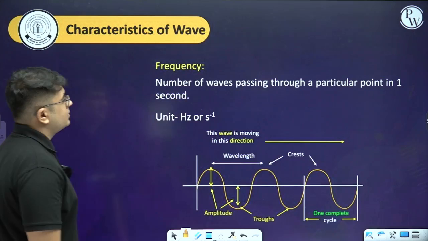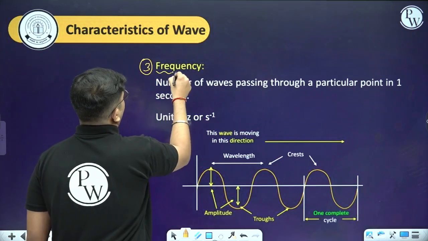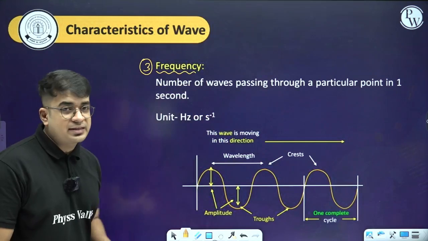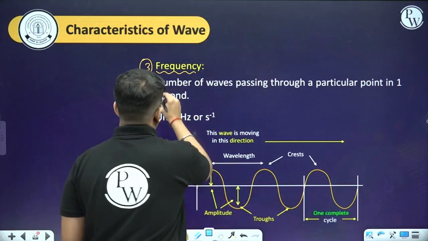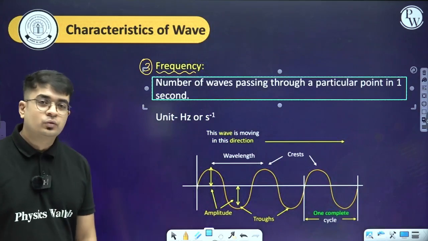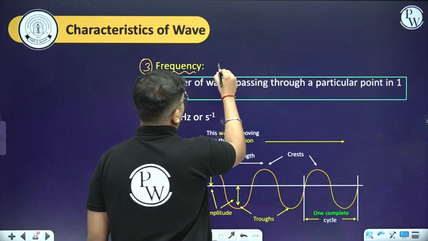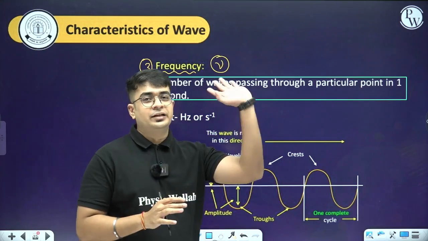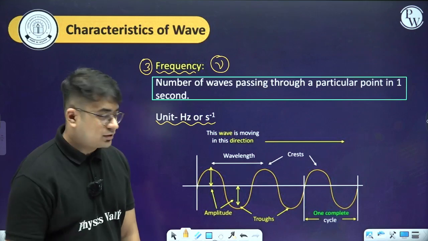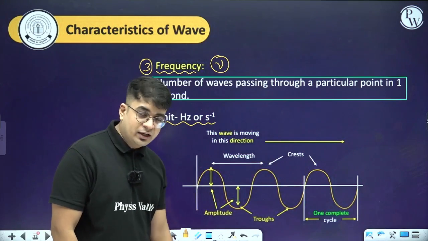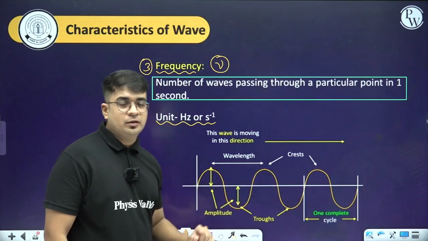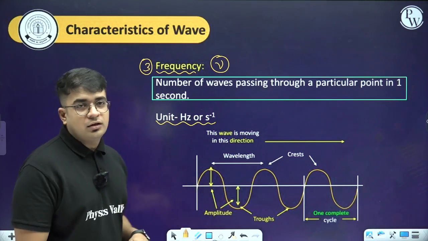Now the next part, the third portion, is the frequency. Frequency is basically the number of waves passing through a particular point in a 1 second time frame. It is denoted by nu, the stylish V, I can say. It has a unit which is hertz, or I can say second inverse. Okay, so this is the basic idea about the moving wave. If I talk about a particular point, how many waves are passing through that point in 1 second, that is basically your frequency.